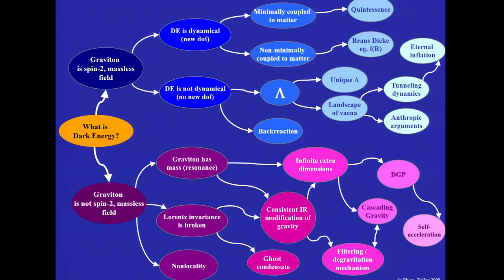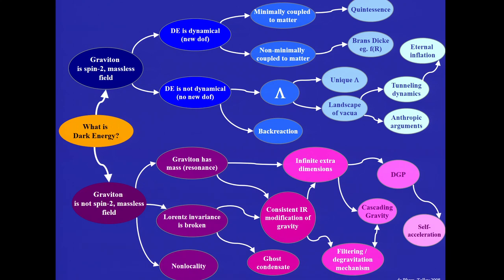We could have dynamical dark energy, and how this dynamical dark energy decouples from matter or couples to the curvature would lead to different types of scenarios, either quintessence, which we're going to talk about later today, or Brans-Dicke, or F(R) modifications of gravity, but it's really gravity in a scalar field, which we'll also discuss either later today or tomorrow. Or we could have more dynamical dark energy, not really from an additional degree of freedom separate from the gravitational sector, but really within the gravitational sector itself.